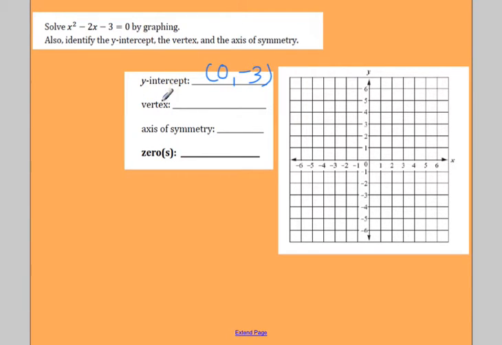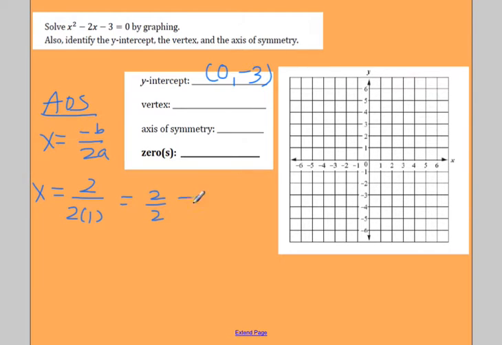We're going to find the vertex, but in order to do that, I need to find my axis of symmetry first. Axis of symmetry, remember, is the equation x equals negative b over 2a. So negative b would be negative negative 2, which gives me a positive 2 over 2 times my a, which is 1. So I have 2 over 2, which reduces to 1. So the axis is at x equals 1. Let's go ahead and plot that on here.